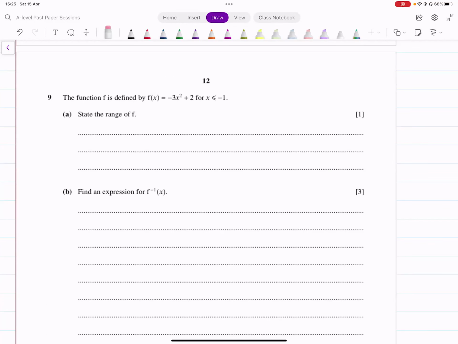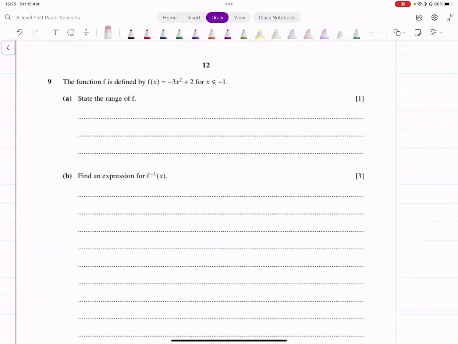Okay. Question number 9 from this paper. Let's have a look at this. The function f is defined by f of x equals minus 3x squared plus 2 for x less than or equal to minus 1. We need to state the range of f. Okay, so it's a quadratic function. What's its shape? It's an inverted U, right? So it's a shape like this.